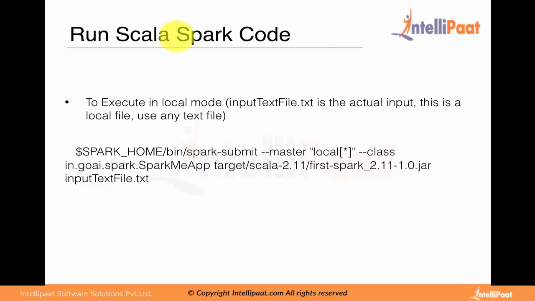in.goa.spark.SparkMeApp. SparkMeApp is the class. Now I need to tell where this class is available. I'm telling that this class is available in a jar file, and this jar file is available in the directory called target/scala-2.11, and the name of this jar file is first-spark_2.11-1.0.jar. The last argument is the input text file, input.txt. This can be any input file that you give. It's a local file, not an HDFS file, though it can work with HDFS files also. For this example, you're going to give this local file.